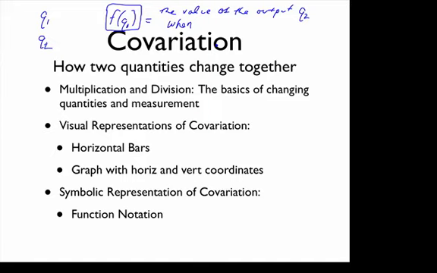So this has the power to generate many outputs. The output that you're getting at any given time is dependent on which input you put in. So this is the value of the output q2 when q1 is the input. Seeing that as a whole, as a single unit, and really understanding what it means is going to be key for us.